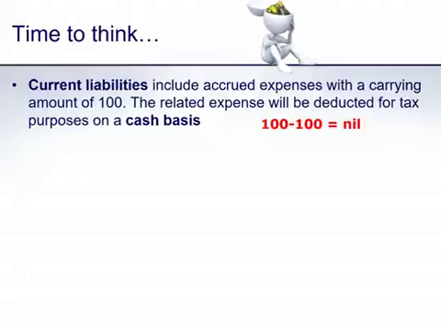Taking this into the formula for deferred tax, if we compare the carrying amount of 100 to the tax base of 0, in essence what this liability represents is future deductions for the entity, which gives rise to a deductible temporary difference.